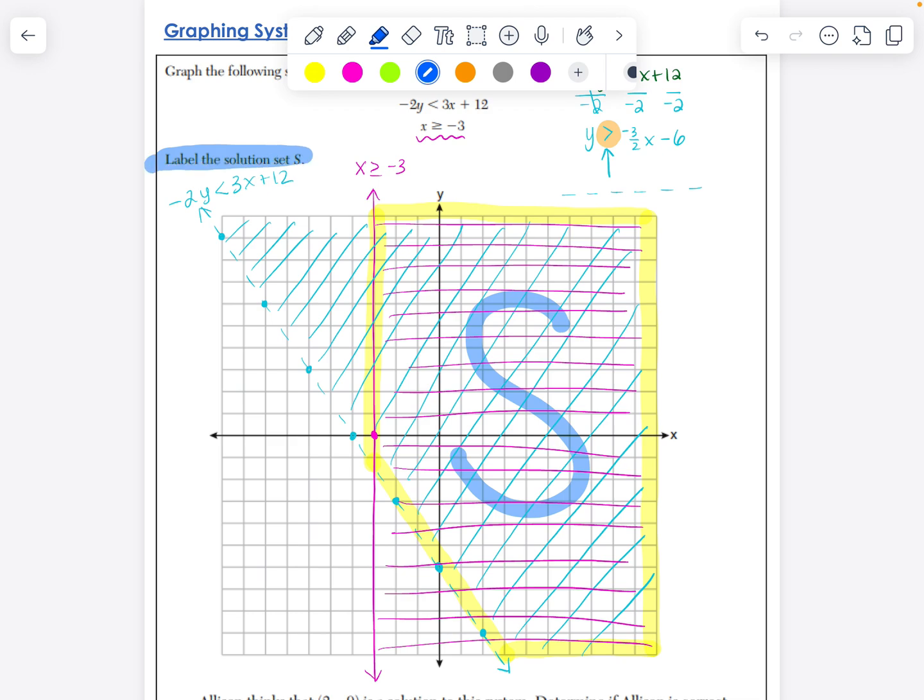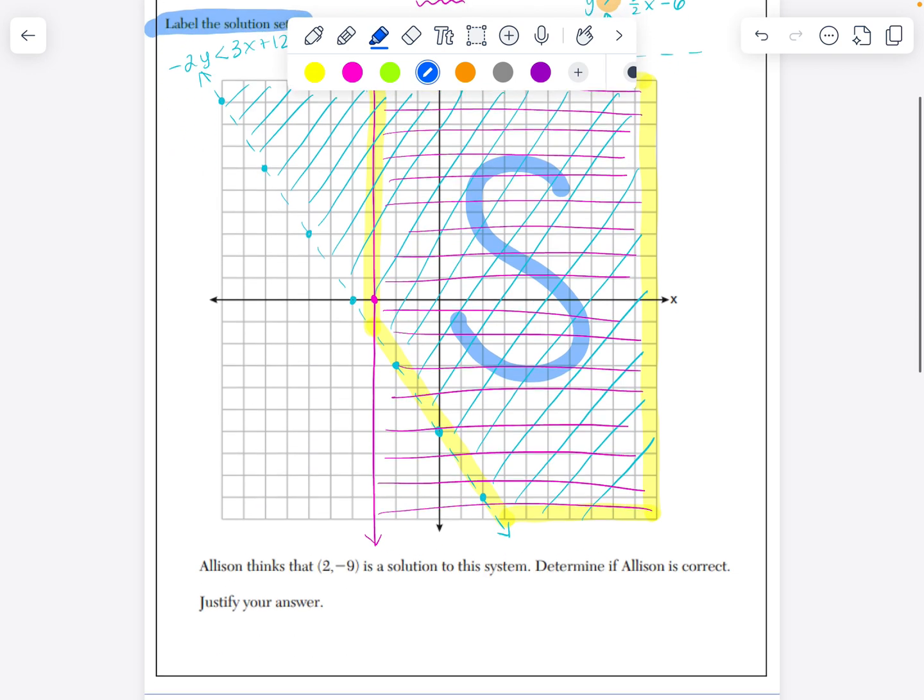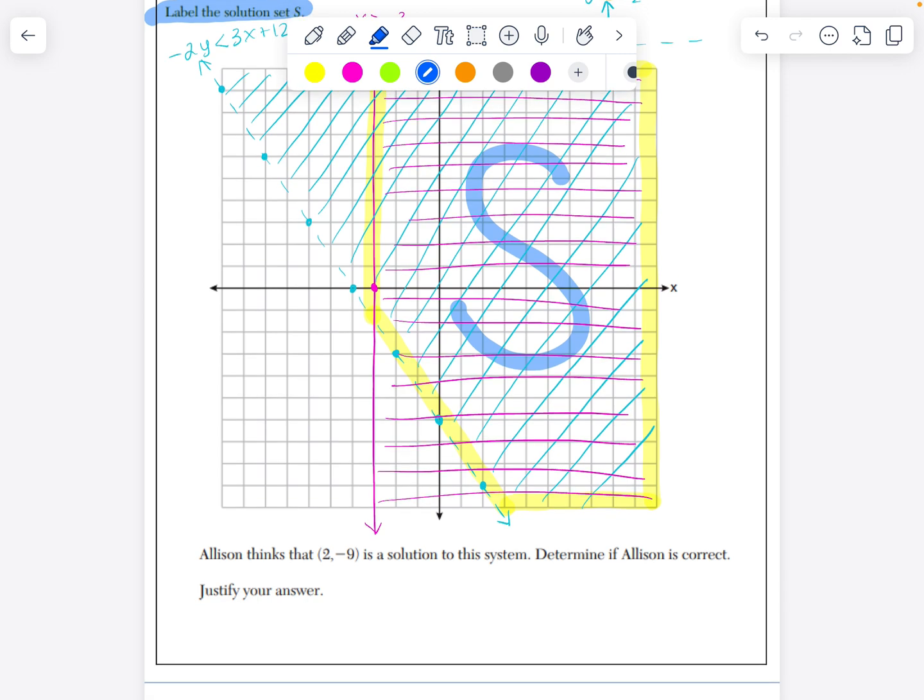And then I'm going to scroll down a little more and answer the question that says, Allison thinks (2, -9) is a solution to this system. Determine if Allison is correct. Justify your answer. So I'm going to find the point (2, -9) and plot it. So I go to the right 2 and I'm going to go down 9, and that ends up being right here. Okay, so I'm kind of pointing that out for you to see.